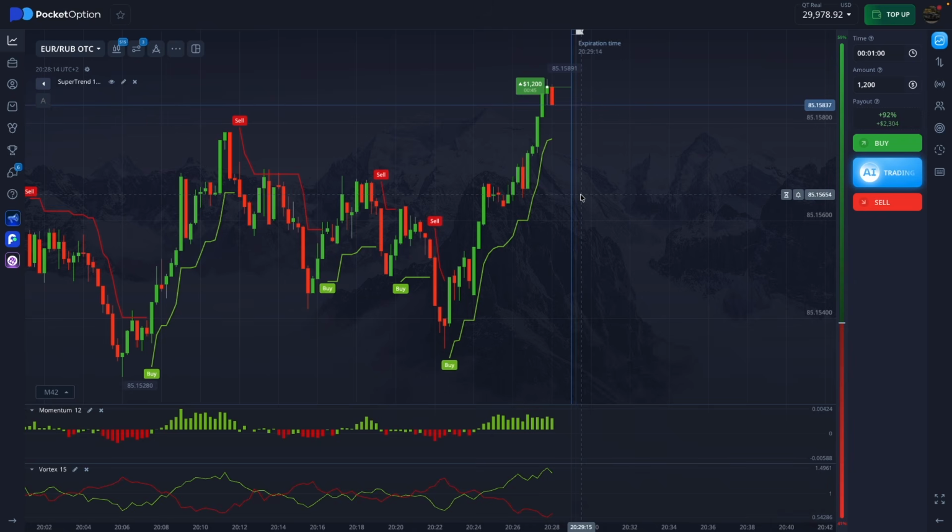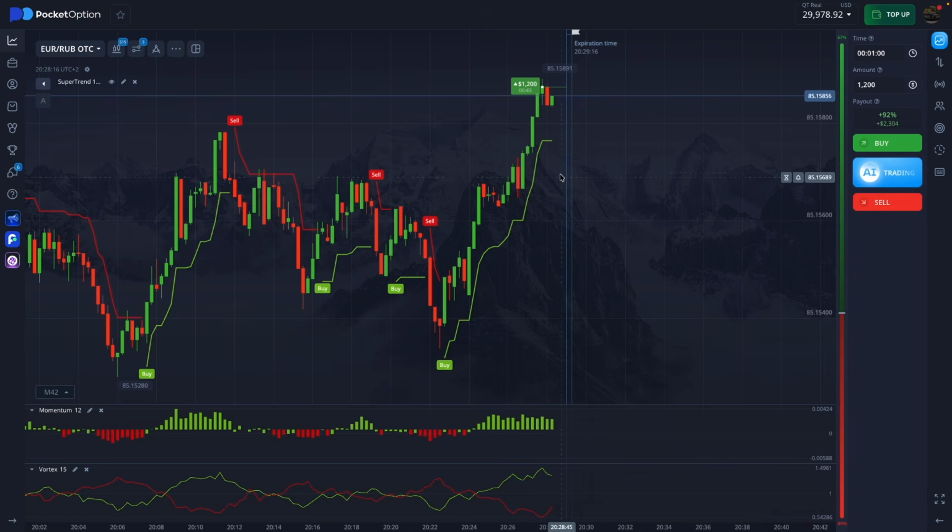So, I've entered another trade. I don't think I'll explain again why I entered the trade. I mean, it's clear from the indicators. I've repeated this several times already. I'll just wait for this trade to close.